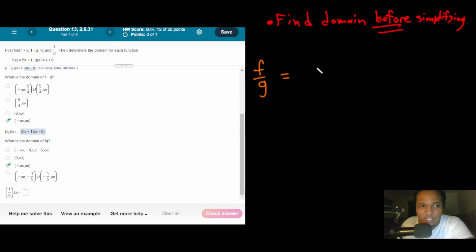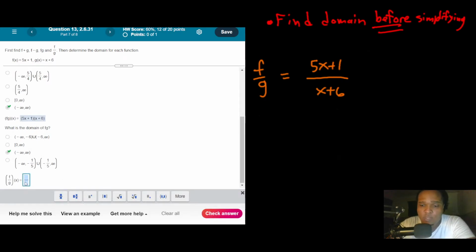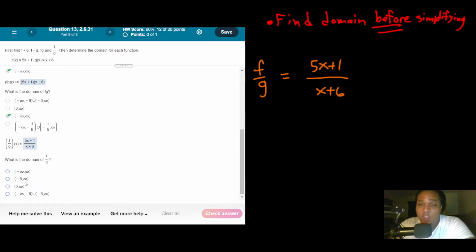Okay, so let's take our f, 5x plus 1. We're gonna divide by our g, x plus 6. And there's nothing left to do here. You can't simplify anything. There are no GCFs, so you can't divide. We're done here. So 5x plus 1, and this is over x plus 6. Excellent. Now, what is our domain?